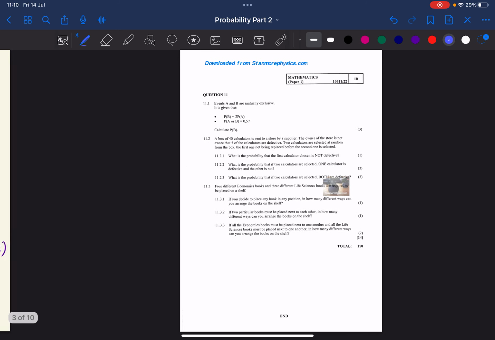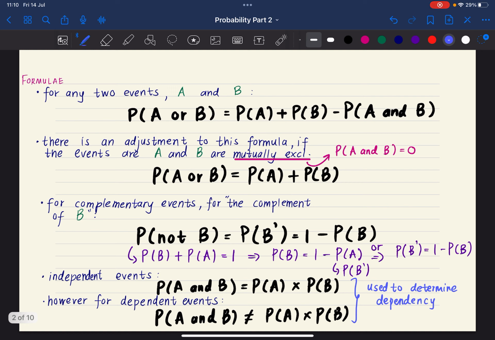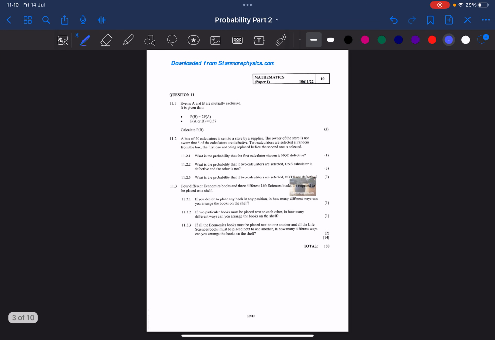Let's now move on to questions. We've covered everything here. We are going to use these formulae and the knowledge that we've learned of our concepts to be able to discern the questions, if it's mutually exclusive, if it's not, if it's dependent, if it's independent, and how to find different things.